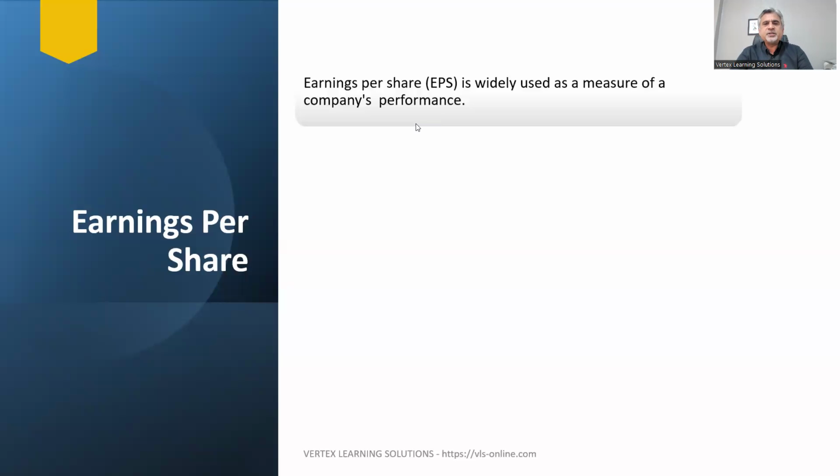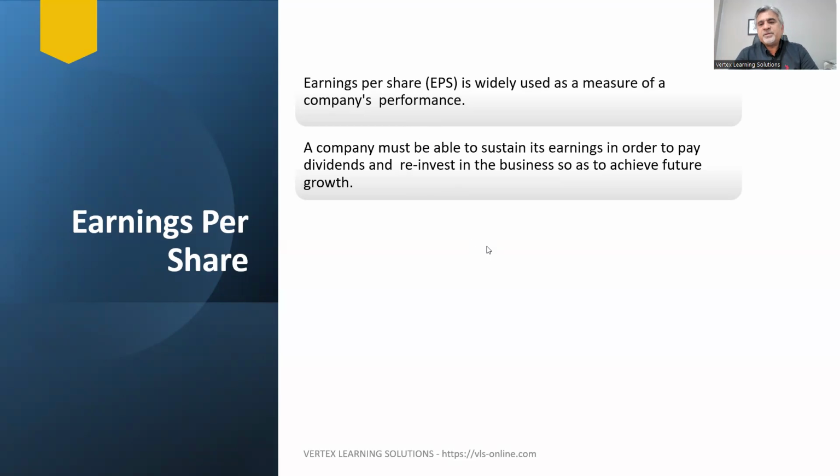So we say that earnings per share is widely used as a measure of a company's performance. It is one of the few things which are considered while seeing the performance of a business. A company must be able to sustain its earnings in order to pay the dividends and reinvest in the business so as to achieve future growth. Yes, because when you make earnings, you have to pay a part of those earnings as dividends.